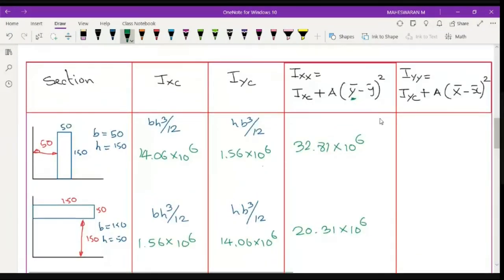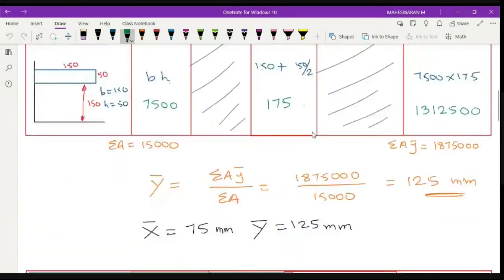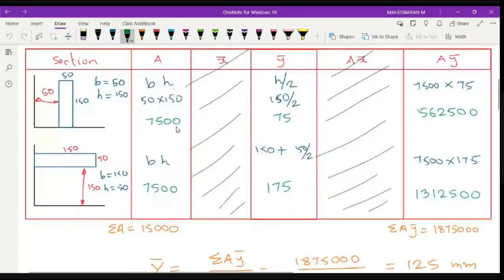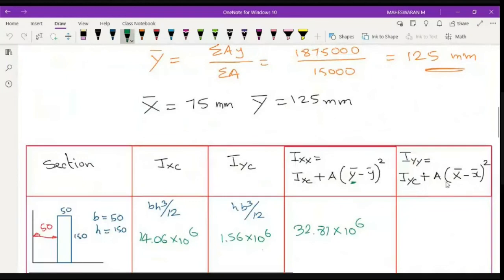Okay, now we go for IYC. Same formula, there is no difference. What you type on the calculator is the same. Now while substituting, we just substitute these values, that's all. So substitute this as 1.56 into 10 power 6. Your area is again 7500, no change. Capital X bar, so you change it to 75. Change your B to 75. Sorry, C, you see, right? Change your C to 75.